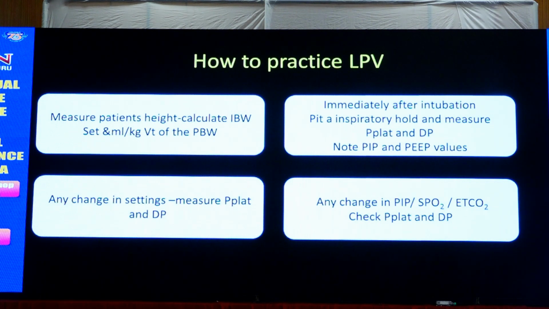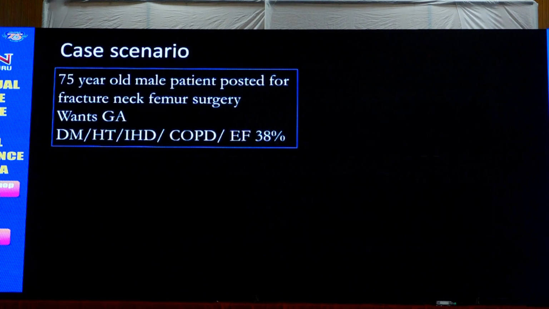One case to see how I have driven home my point. A 75-year-old patient posted for fracture neck femur surgery wants GA. This guy wants GA. So that's the indication, right? DM, hypertension, because I don't want a controversy, because all of you will say we'll put a regional. So then I can't go ahead with the case, right? DM, hypertension, IHD, COPD, EF is 38. So there is trouble, isn't it? We are heading to trouble.